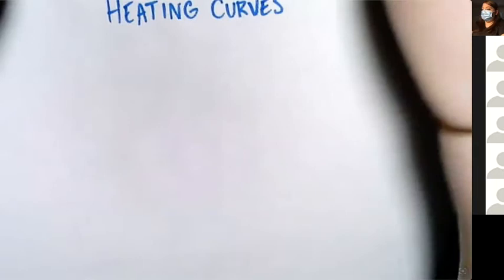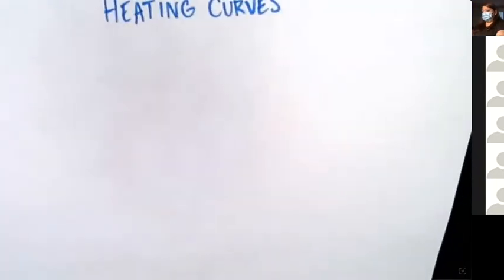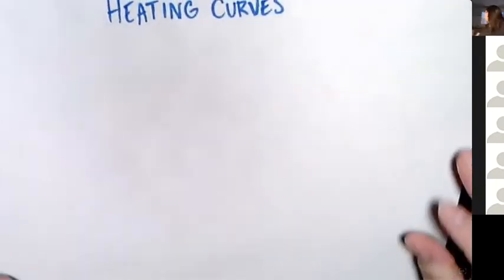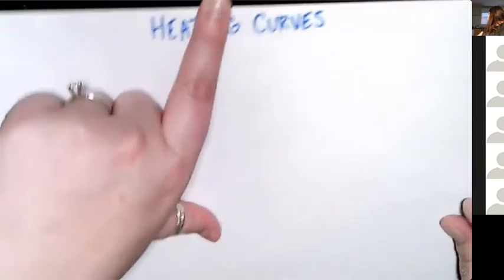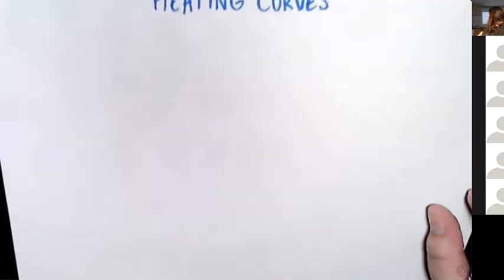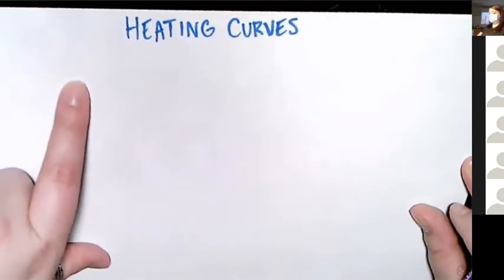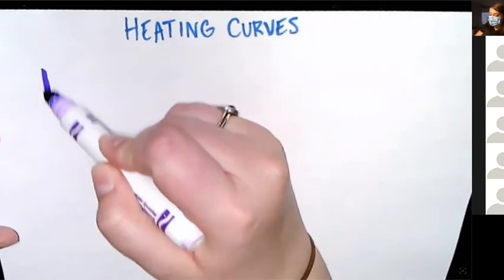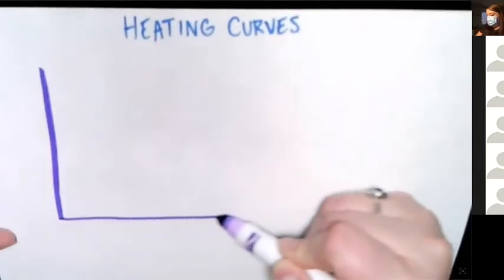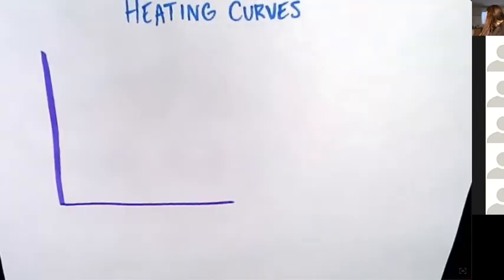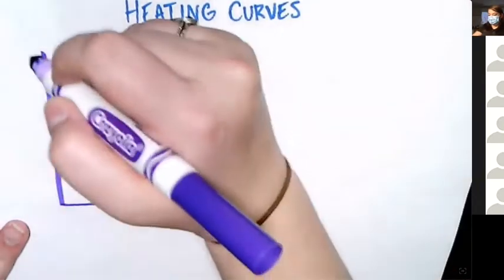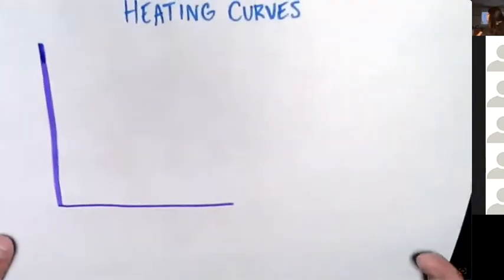Okay. So the very first thing you're going to do is come down a little bit. So this is my whole paper. Here's the top, here's the bottom down here. What we're going to do is come right here, and we're just going to draw little axes like that. Just like that.